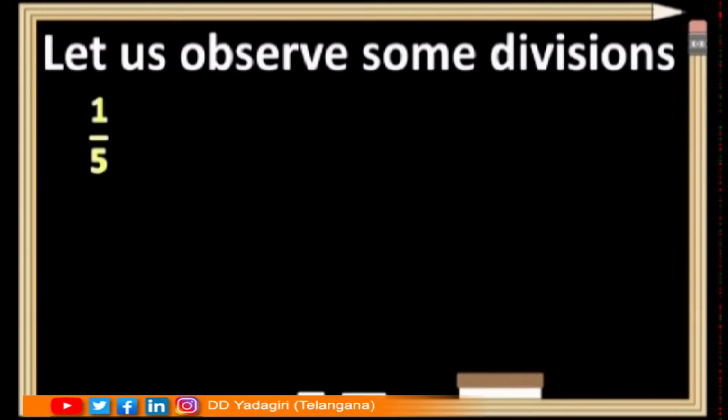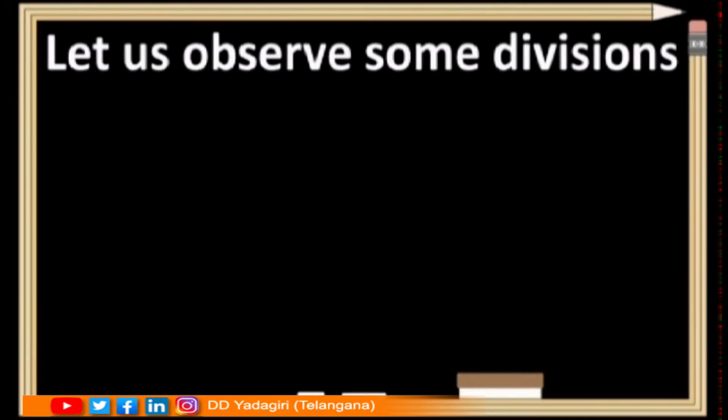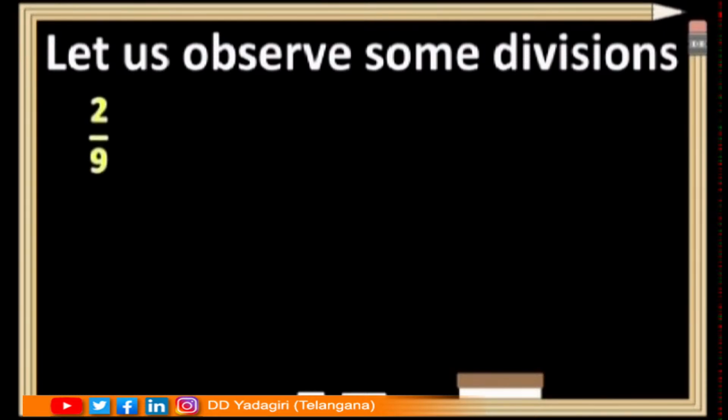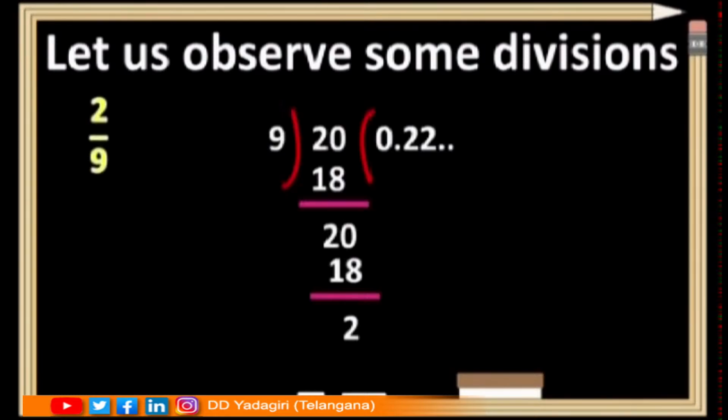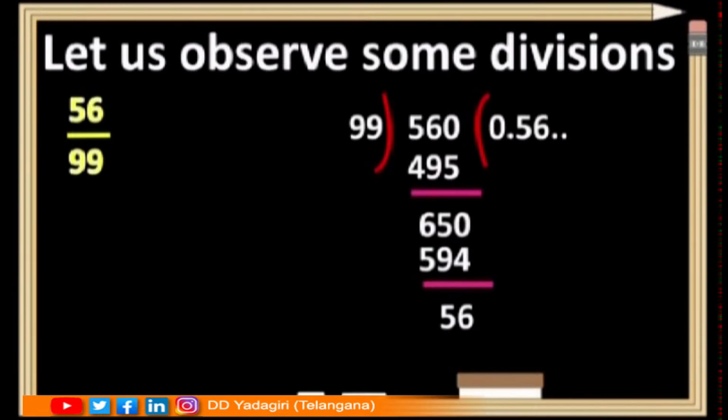Here I am taking the number 1 by 5. Already you have learned in 8th class the conversion into decimal form. So, 1 by 5, the division is like this. Divide 1 by 5, you will get 0.2. In this way, divide 1 by 4, you will get 0.25. Divide 2 by 9, you will get 0.2222 and so on. Divide 56 by 99, you will get 0.5656 and so on. These are the divisions you have already learnt in the previous class.